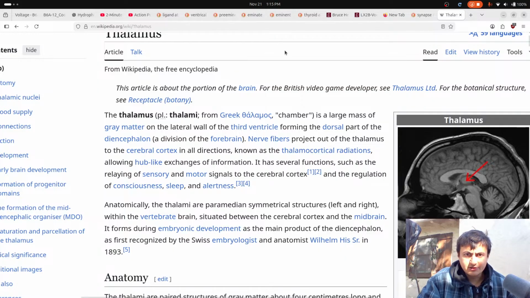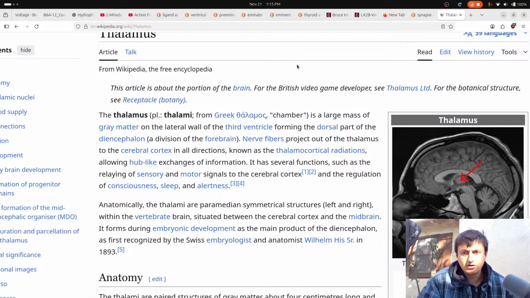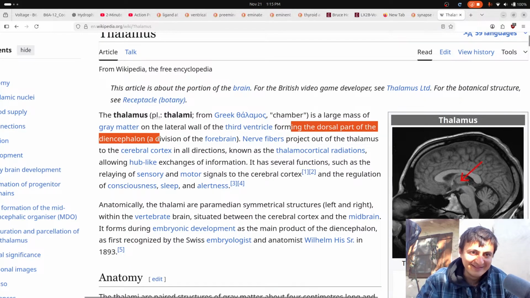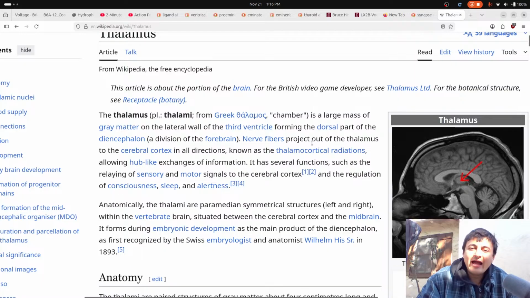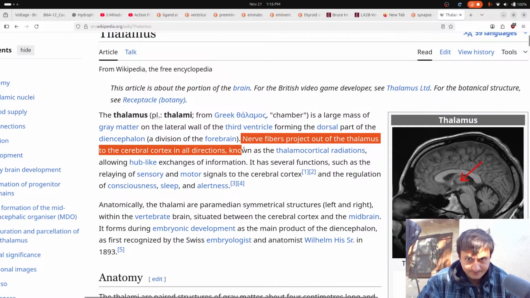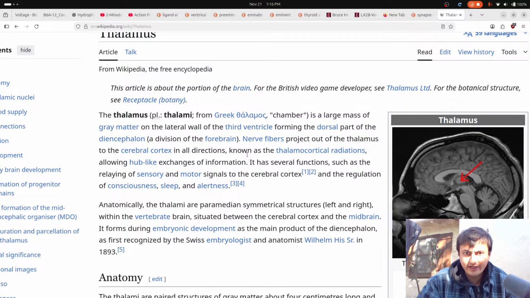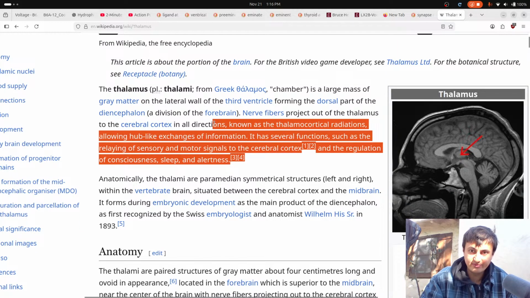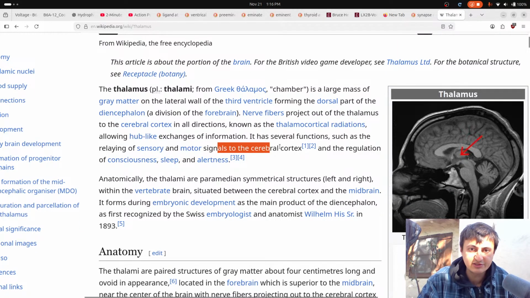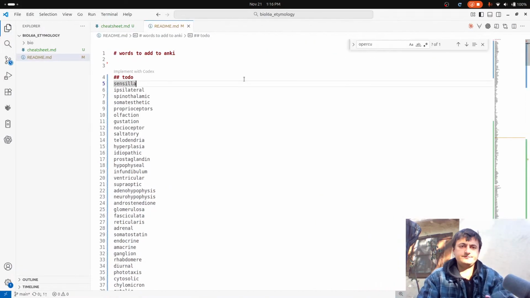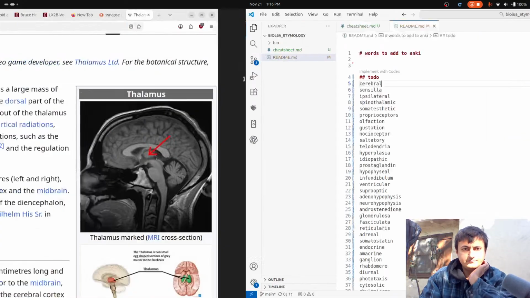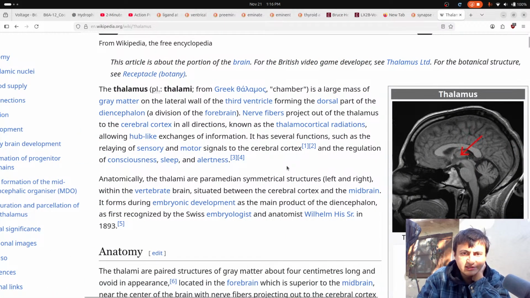The thalamus is a large mass of gray matter on the lateral wall of the third ventricle, forming the dorsal part of the diencephalon. Yeah, okay, cool. Yeah, I knew all that. Duh. The nerve fibers project out of the thalamus to the cerebral cortex in all directions, known as the thalamocortical radiations, allowing hub-like exchanges of information. It has several functions such as the relaying of sensory and motor signals to the cerebral cortex, and the regulation of consciousness, sleep, and alertness.